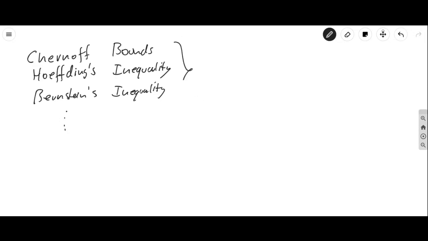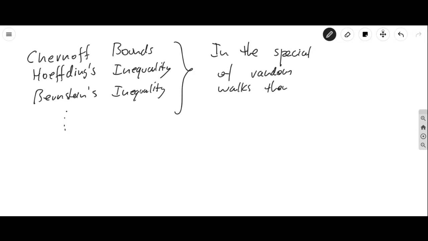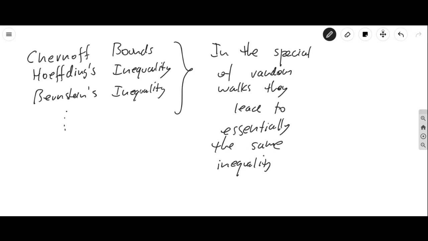And basically, in the special case of random walks, they lead to essentially the same inequality. These are just more general types of inequalities.